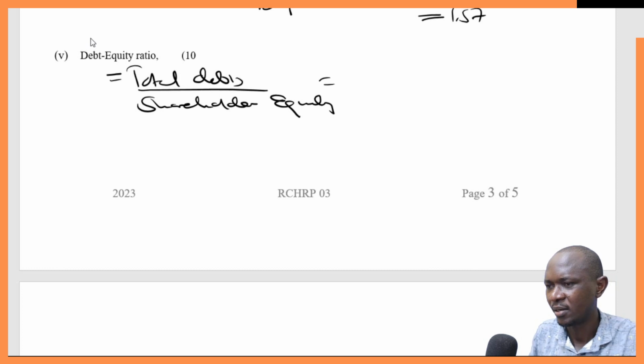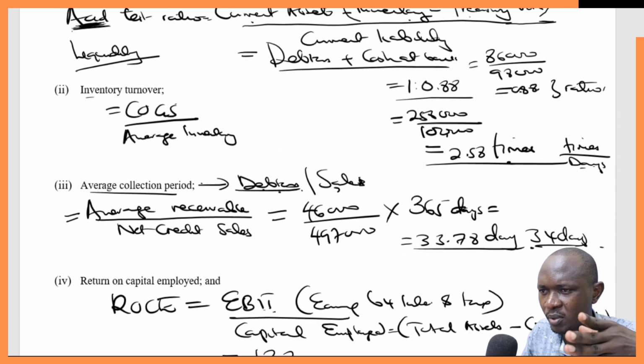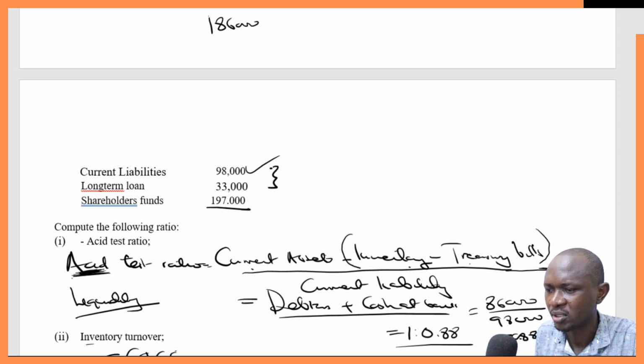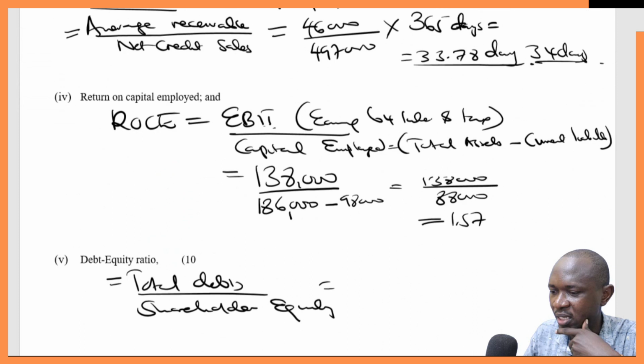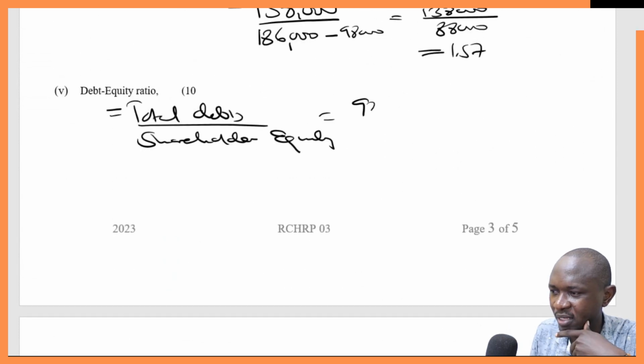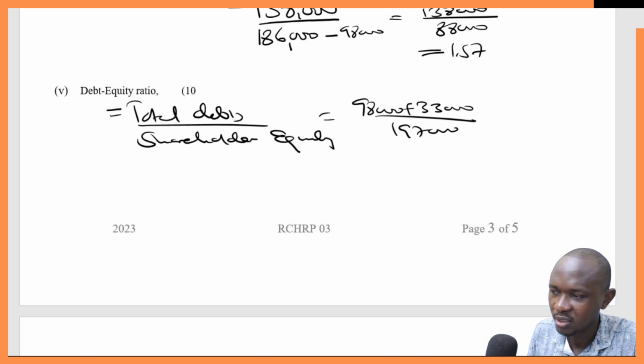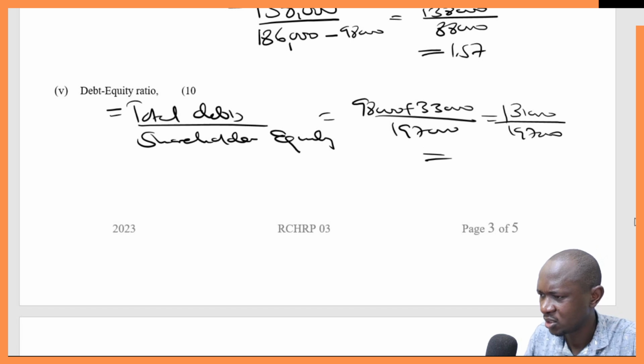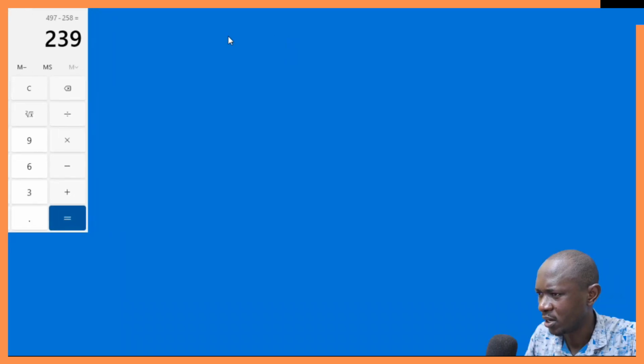So total debts, just get both the long-term and current debts. In this case, we'll have 98,000 plus 33,000 over shareholders' equity, which is 197,000. So add this plus this to get the total debt, and then divide by the equity. That one is straightforward. This gives us 131,000 over 197,000. Because it's a ratio, whatever we get after this division will be our answer.